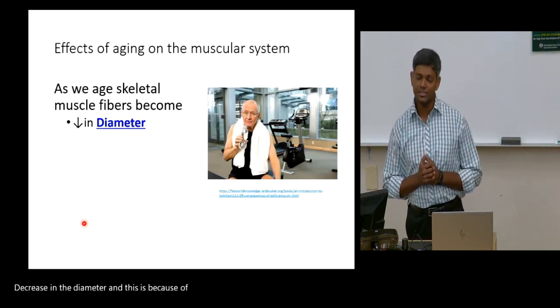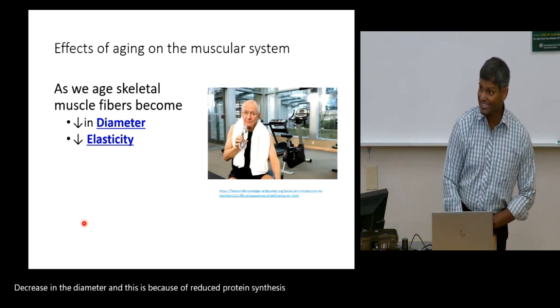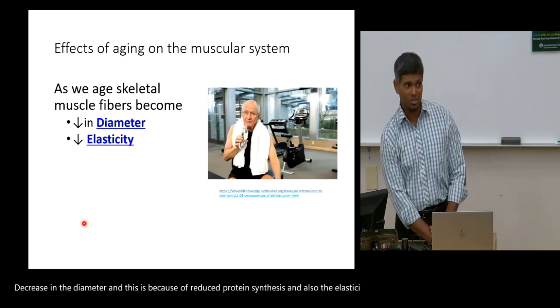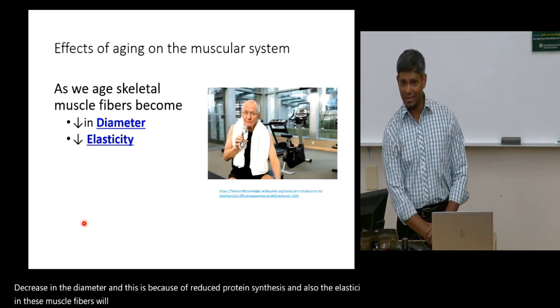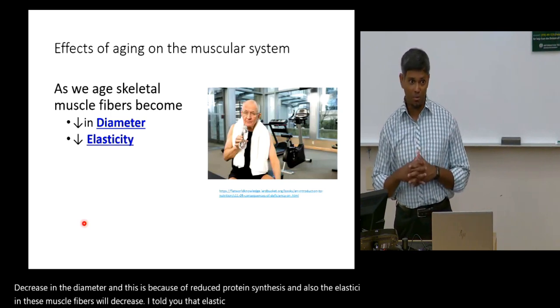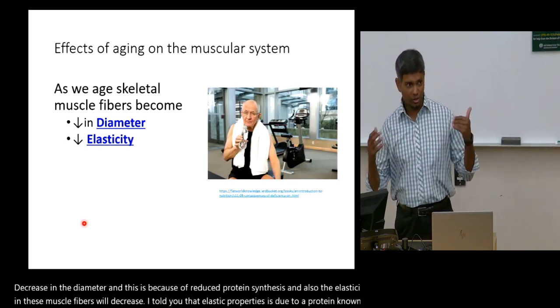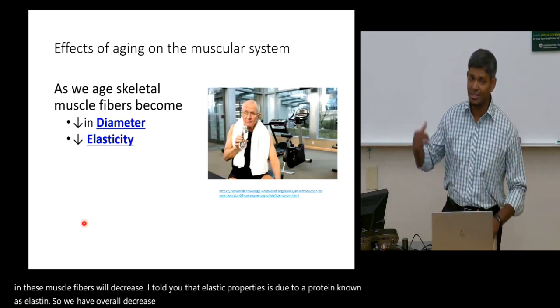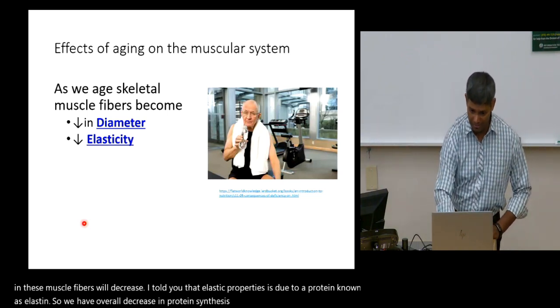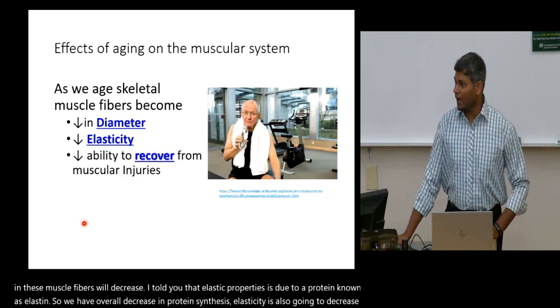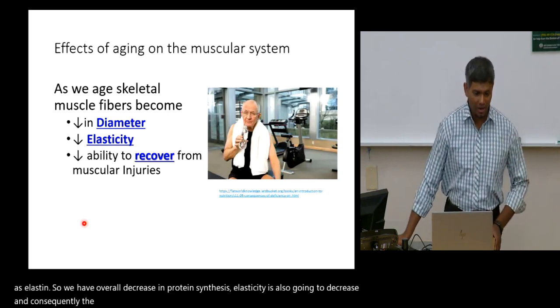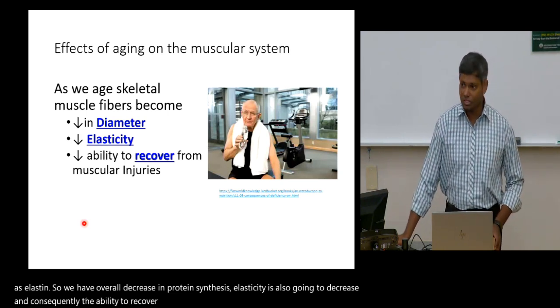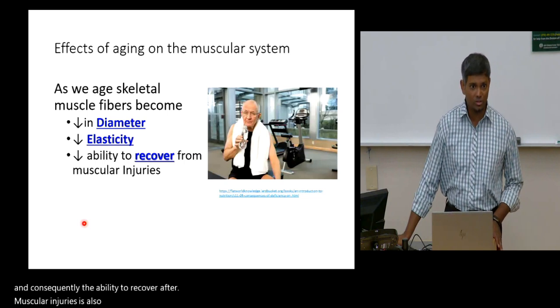As we age, the muscle fibers are going to decrease in their diameter, and this is because of reduced protein synthesis. Also, the elasticity in these muscle fibers will decrease. I told you that elastic properties are due to a protein known as elastin. So if you have an overall decrease in protein synthesis, the elasticity is also going to decrease. Consequently, the ability to recover after muscular injuries is also going to reduce.